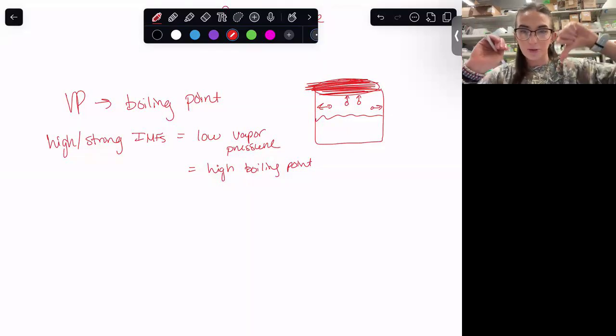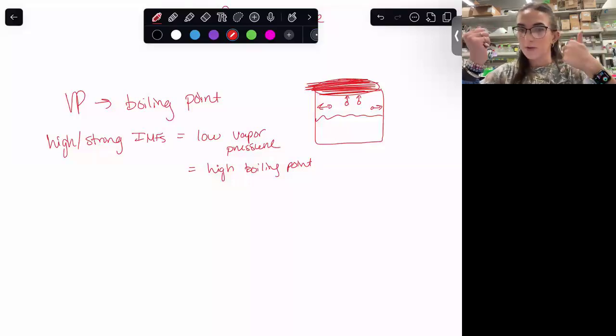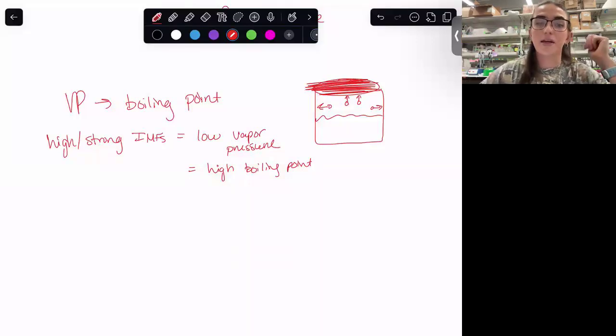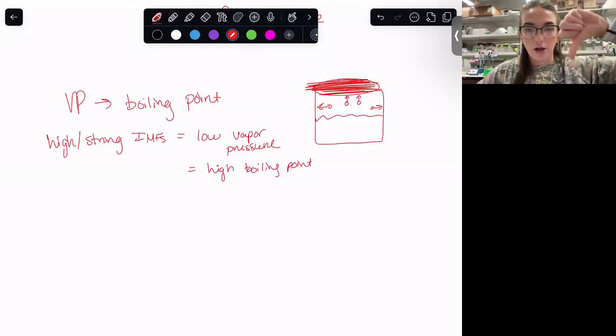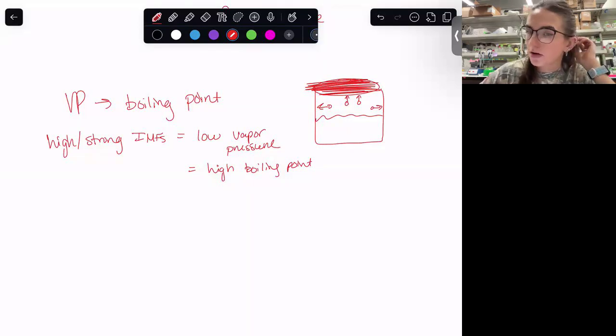So the lower the vapor pressure, the higher the boiling point, and vice versa, right? The higher the vapor pressure, the lower the boiling point. And that means if you have low vapor pressure, you have high IMFs, or a high molecular weight as well.